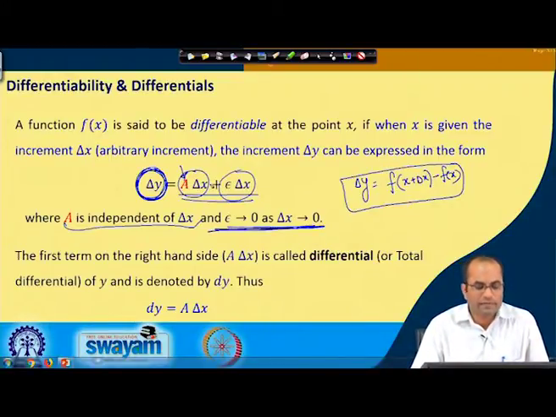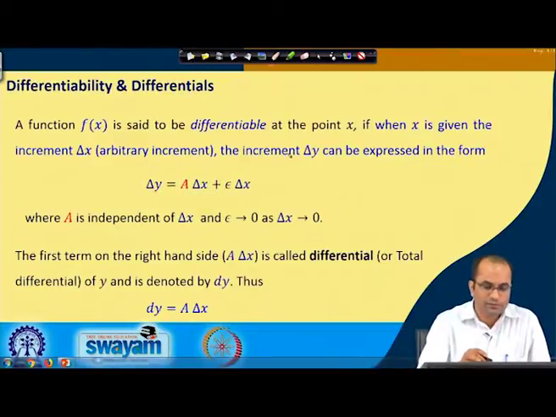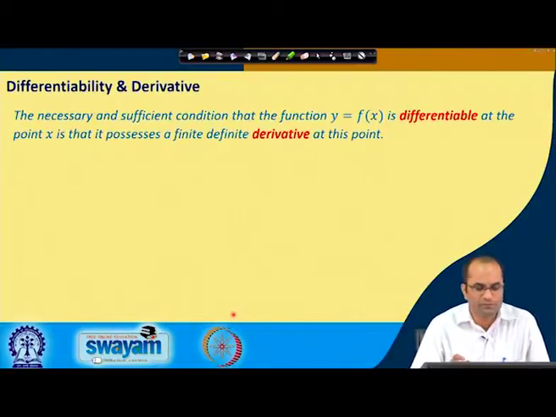And now, in the next slide we will see that this definition of differentiability, where we express Δy in terms of aΔx plus εΔx, and the earlier definition of the derivative are actually equivalent. So, let us move to the next slide. There we will see the relation between differentiability and the derivative; basically they are the same, as we will observe now.